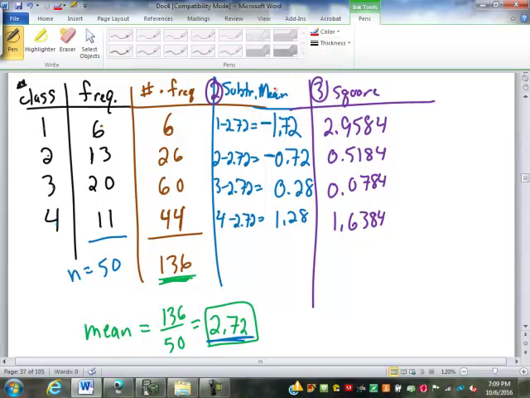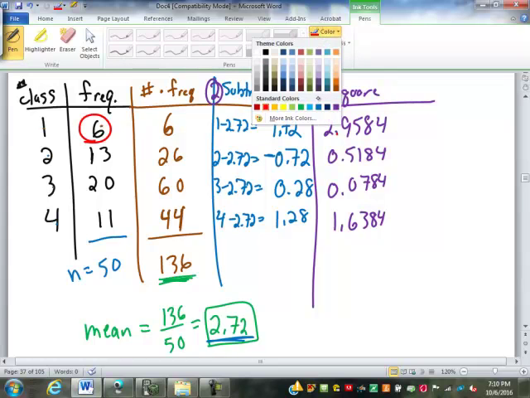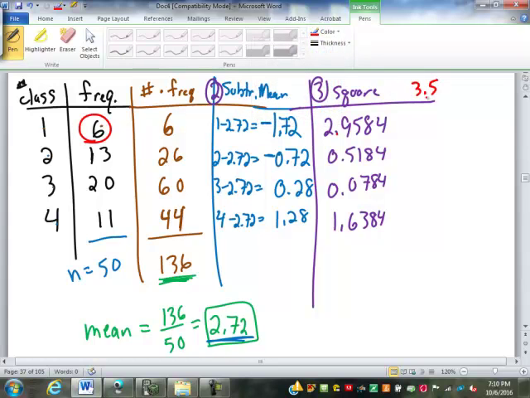Now, step 4, if I was doing a standard deviation, would be to add all these up. The problem is, this isn't the whole story yet. How many times does this 2.9584 appear in our list? 6 times, right? There's a frequency. There were 6 of those ones. So we have to multiply. We have to add a step here. I'm going to call it step 3.5. It's going to be multiplied by the frequency, because that number appears that many times.